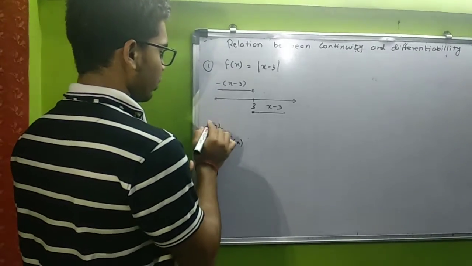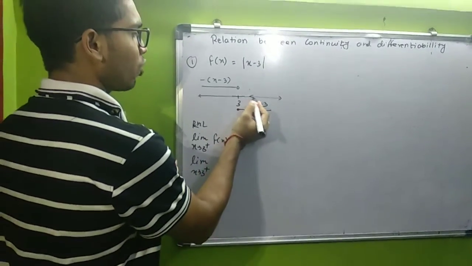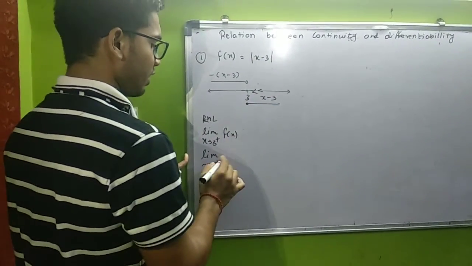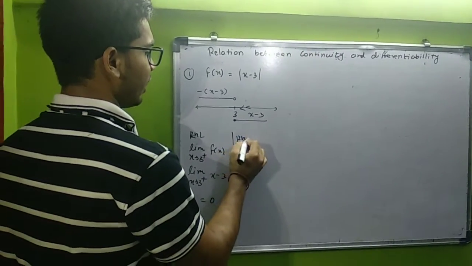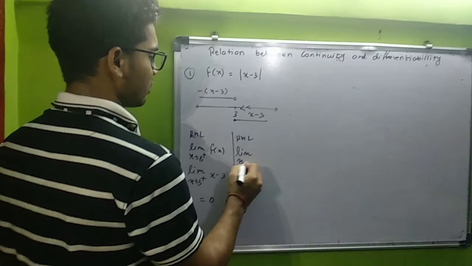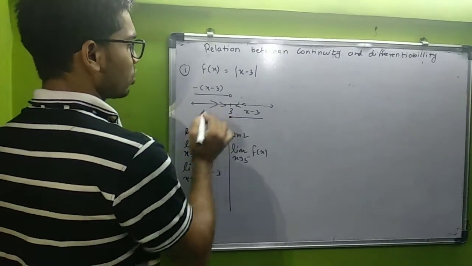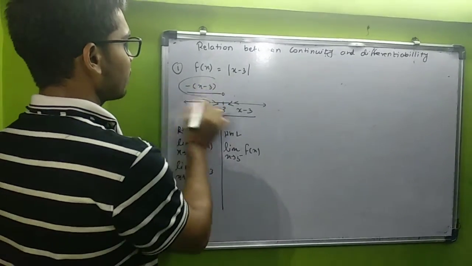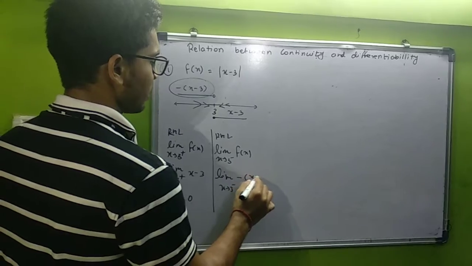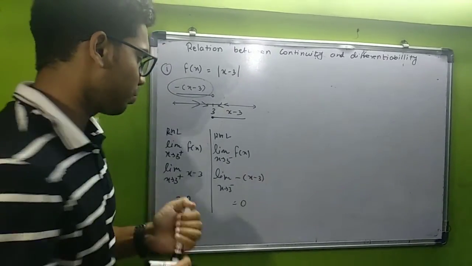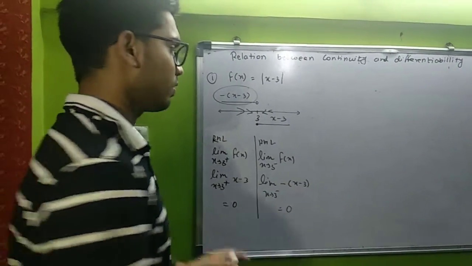This is going to be right hand limit. So limit x tends to 3 plus, 3 को अगर हम राइट साइड से अप्रोच करेंगे, the function is going to be x minus 3 and this will become 0. Now left hand limit x tends to 3 minus f of x. x को 3 को हम अप्रोच कर रहे हैं लेफ्ट हैंड साइड से and the function is this. So limit x tends to 3 minus of minus times of x minus 3 and this is going to be 0.